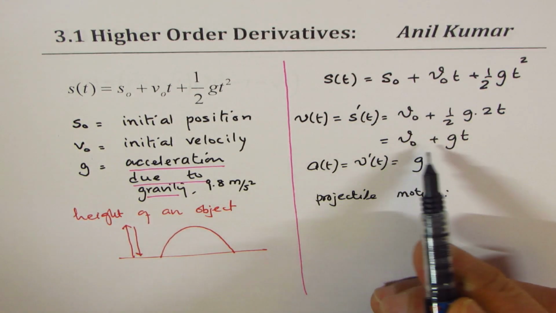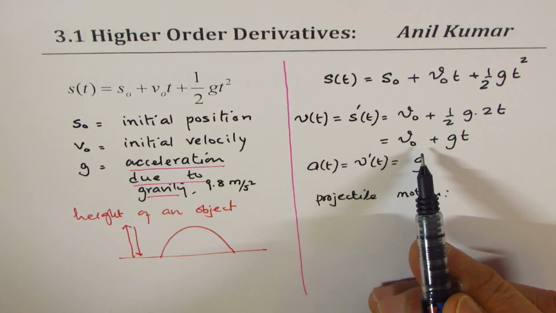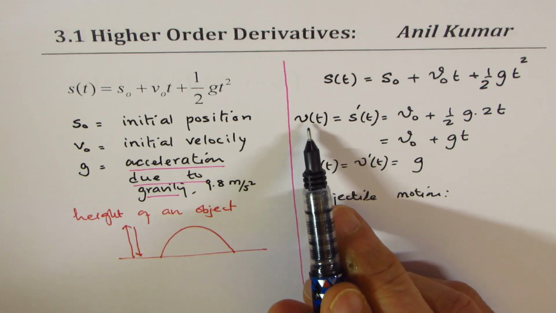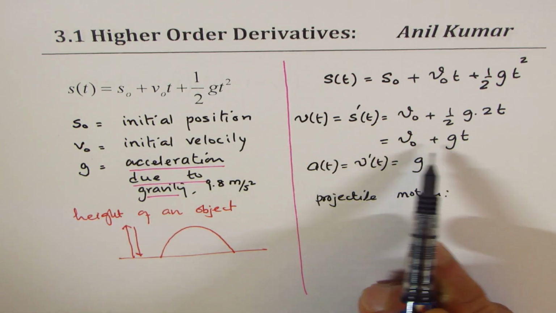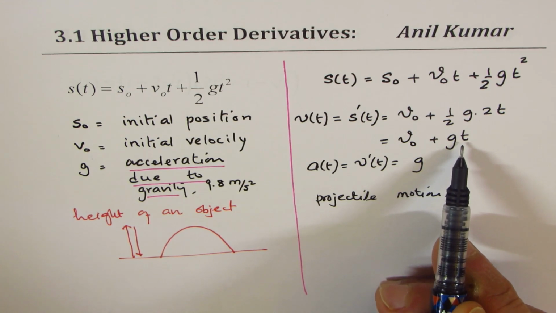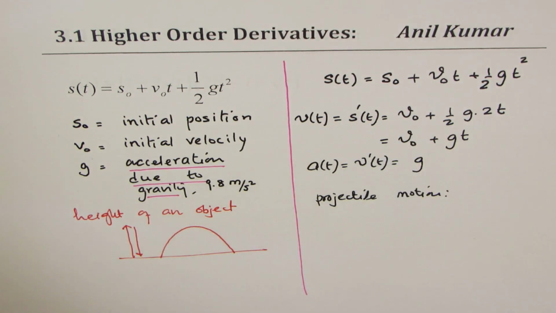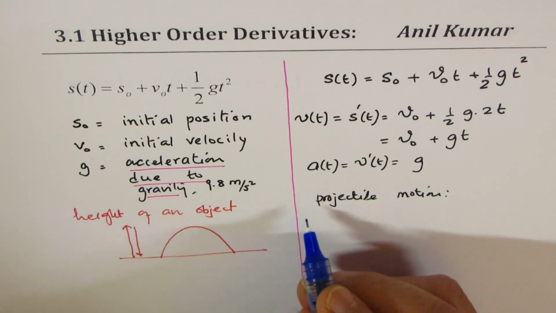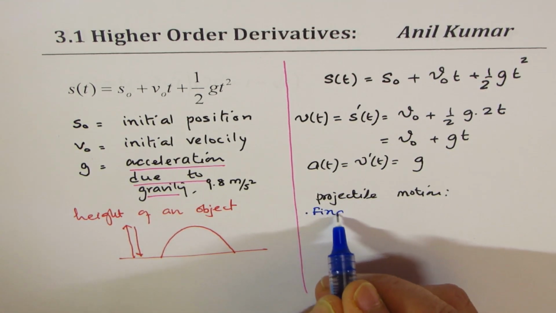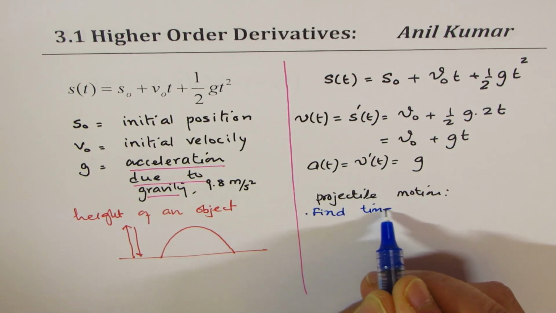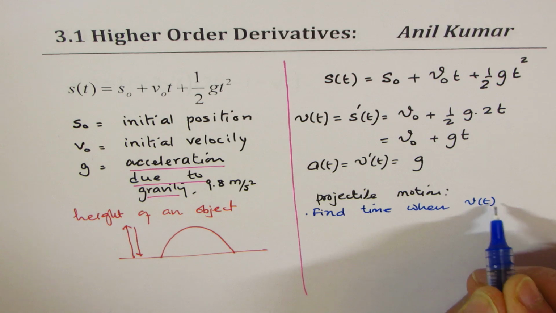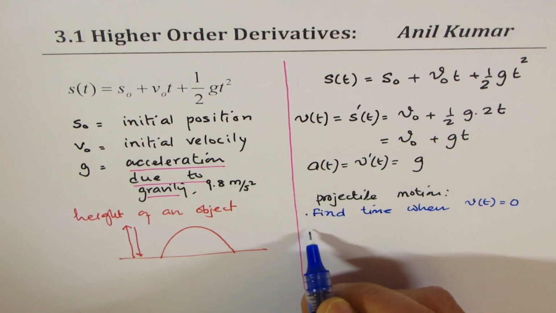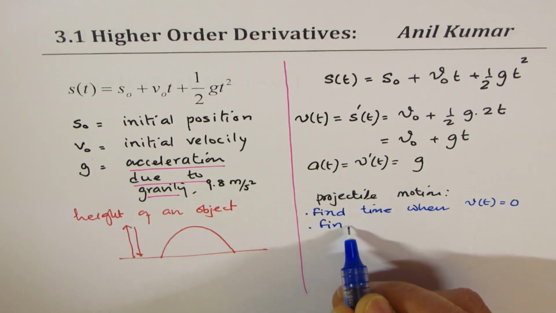Now from this equation, you could actually find when velocity is 0, right? The time when velocity is 0 also gives you the maximum height. So one of the application questions could be: find the time when velocity equals 0, or we could also say find the maximum height.